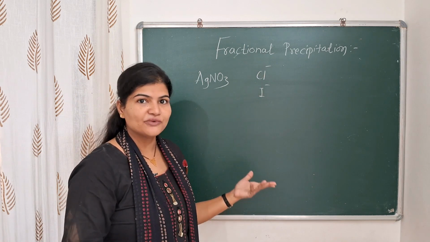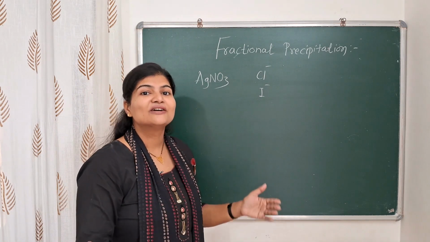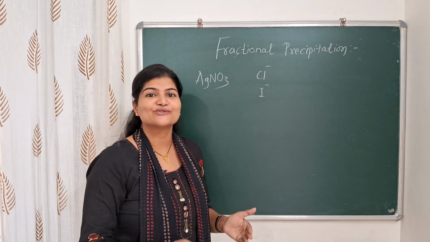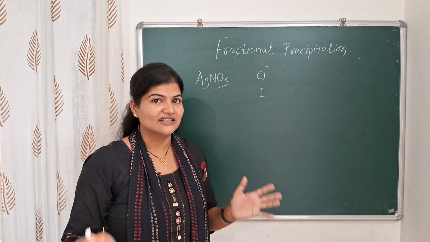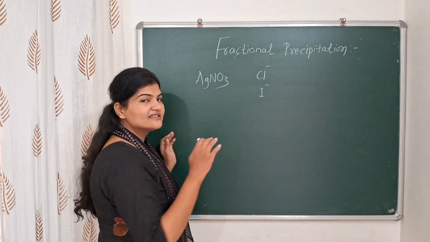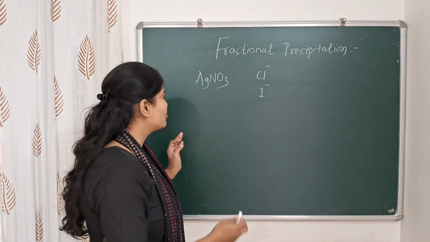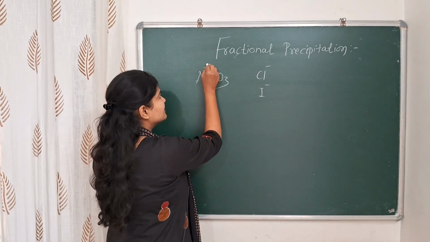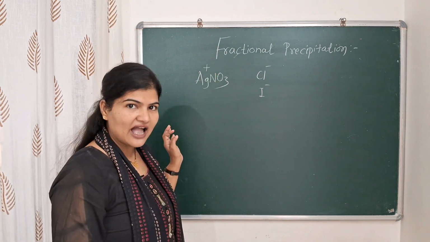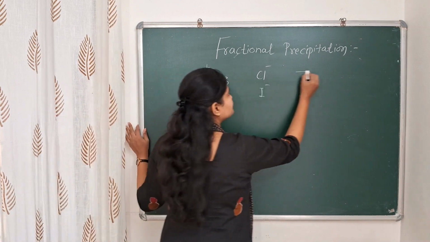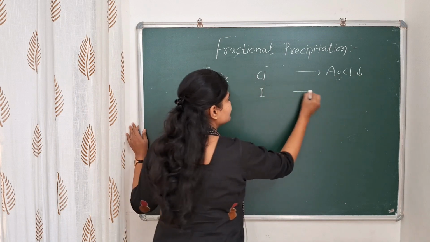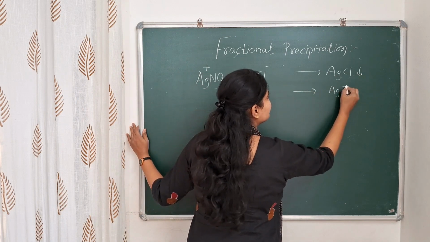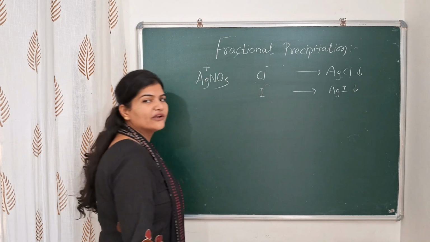So when silver nitrate, the precipitating reagent, goes into the solution containing more than one ion, it will definitely start to precipitate the salt whose KSP value, the solubility product value, is small, because that will be exceeded first. So first let us see which salts are going to be formed. AgNO3 will yield Ag+ as my precipitating ion, and it will form AgCl, silver chloride precipitate, with chloride ions, and AgI, silver iodide precipitate, with iodide ions.